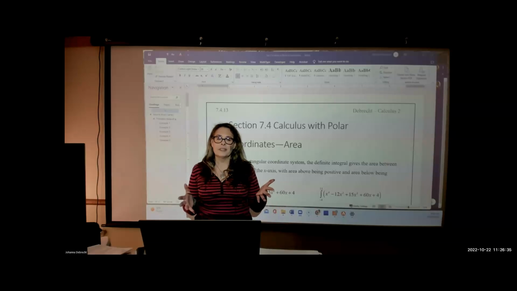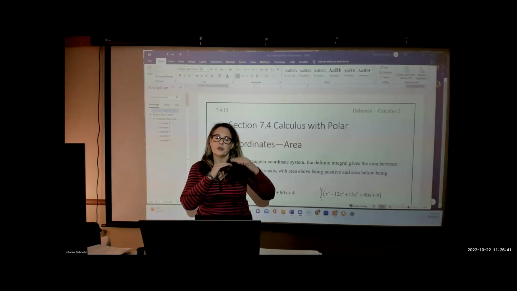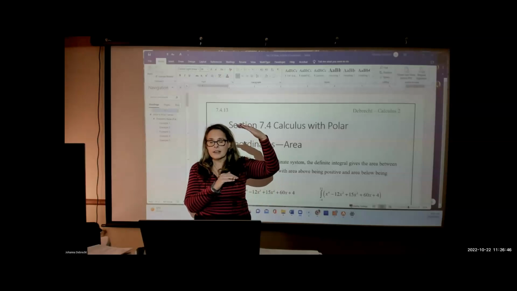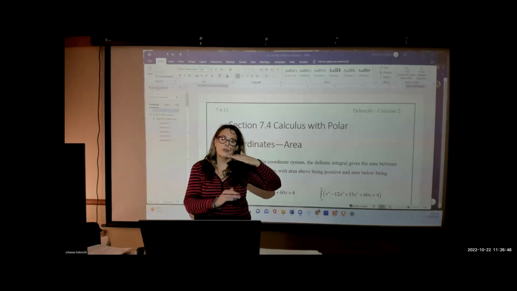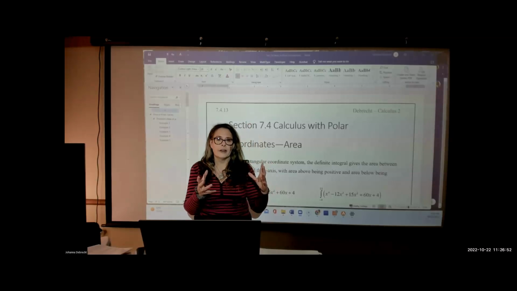In this video, we're going to be talking about area. Now, we first talked about area in Calculus 1. So we talked about the area between a curve and the x-axis. We talked about the area above the x-axis being positive and the area below the x-axis being negative. And we could talk about net area or total area.